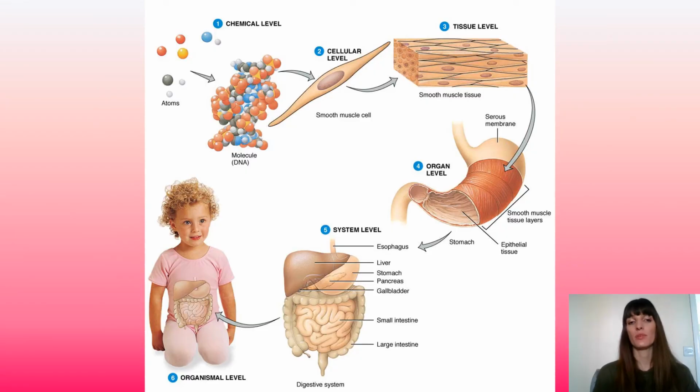Here we've got an example of that, cells to organism. So we have atoms that make up DNA, that then make up cells. Those cells make up tissue, for example, in this picture, smooth muscle tissue, that make up an organ. In this example, it's a stomach, which makes up the digestive system, which then makes up a person. So you can see how we can go even smaller than a cell and go to atomic level, but cells become tissues, become organs, become an organ system, become an organism.